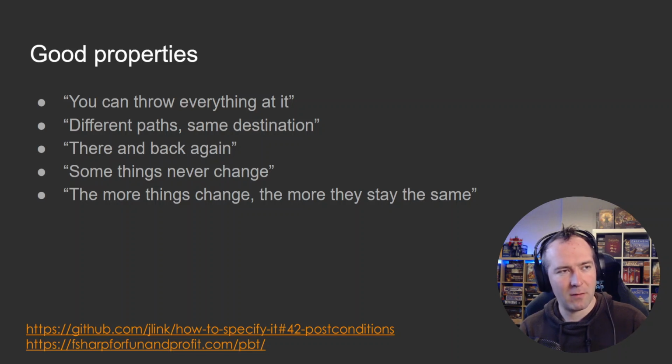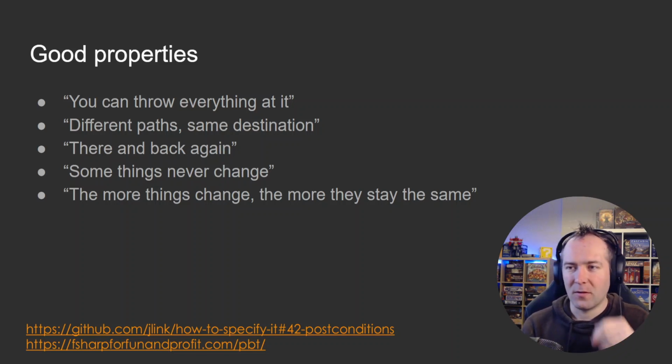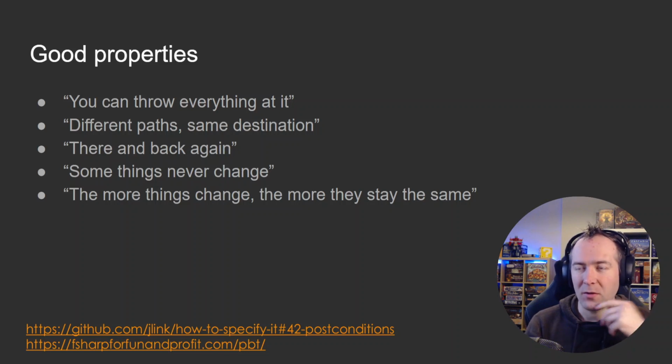Let's quickly go over them one by one, and then let's just dive into the code and write properties for each of these 5 categories for our Mars rover. So what makes a good property?